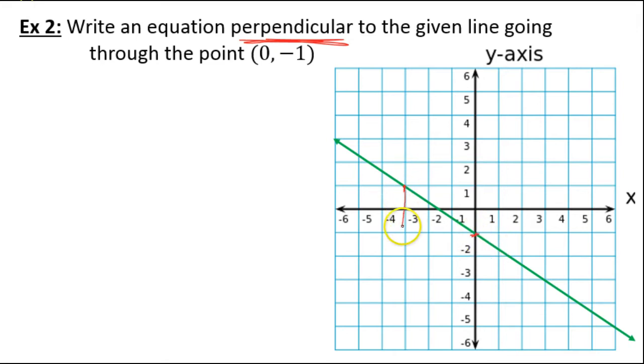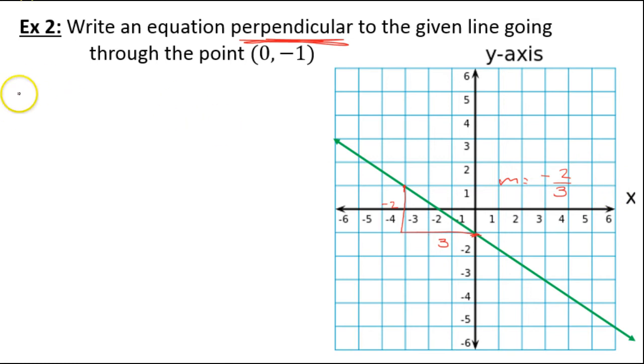So I'm going to drop down a certain amount of units, and I'm going to go across. All I have to do is count. We go 1, 2, so that's a -2, and across 1, 2, 3. We go 3. So my slope for this line is going to be -2 over 3.